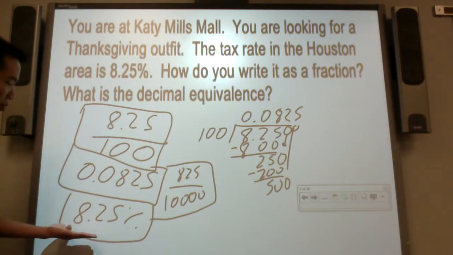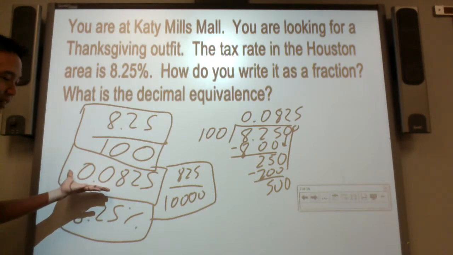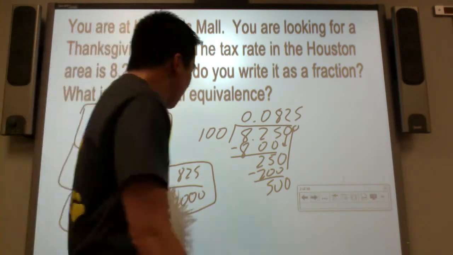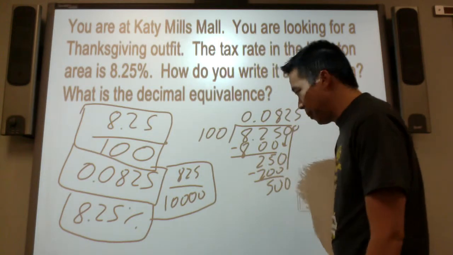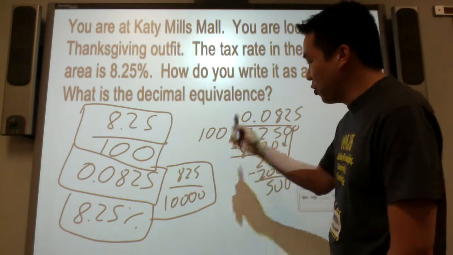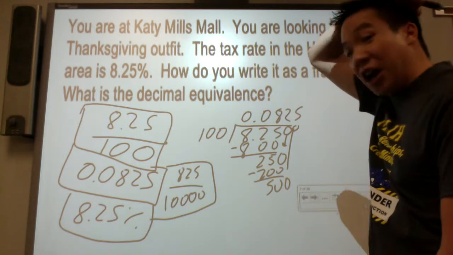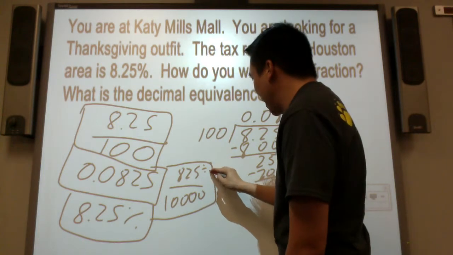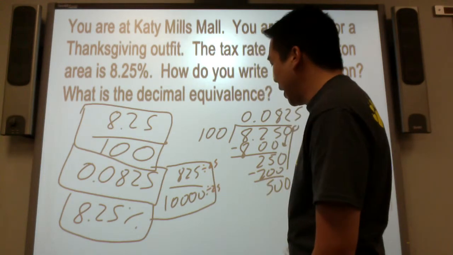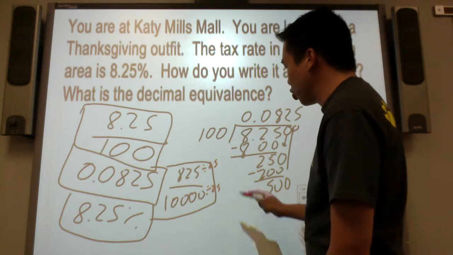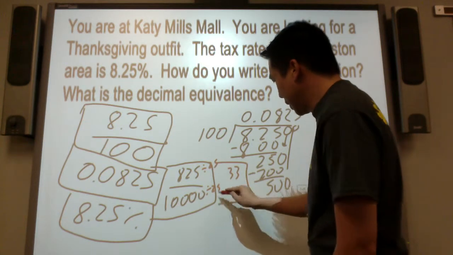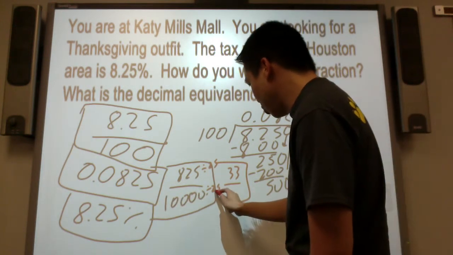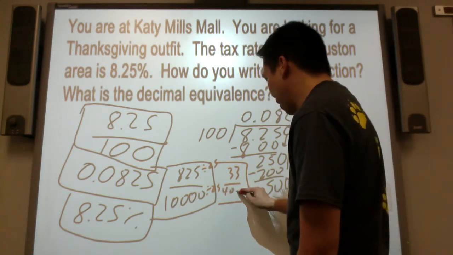So if 8.25% is the same as this 0.0825 and 825 10,000ths, but can you simplify this if you need to? Yes, I could. I could divide both numbers by 5. I also could divide both numbers by 25. How many groups of 25 go into 825? 33. How many groups of 25 go into 10,000? Let's see, 25 goes into 100 four times, so 400.